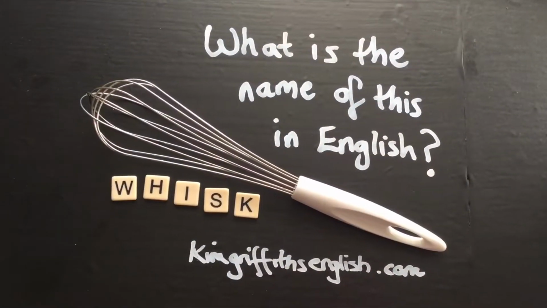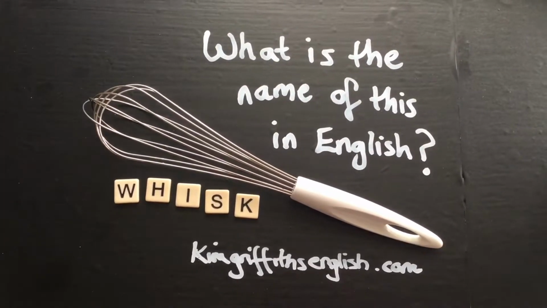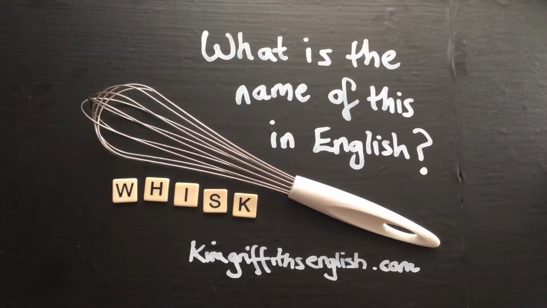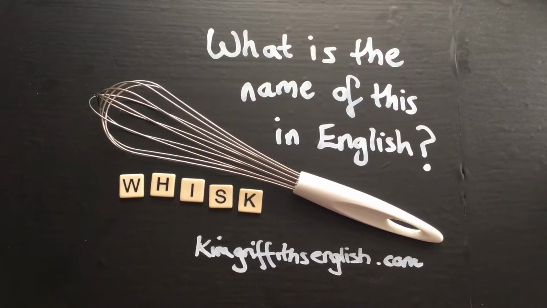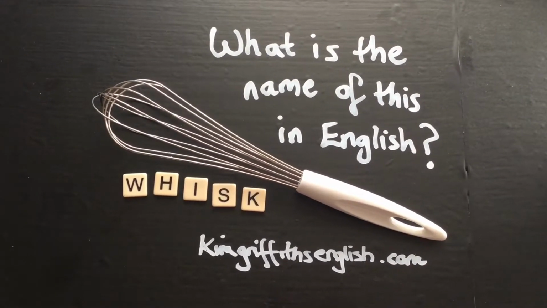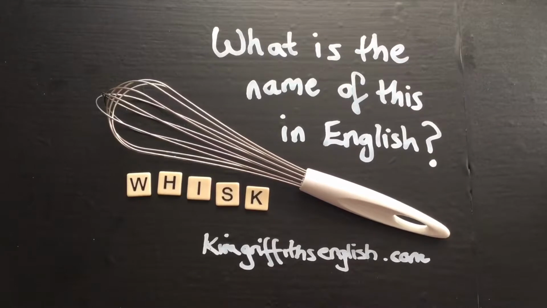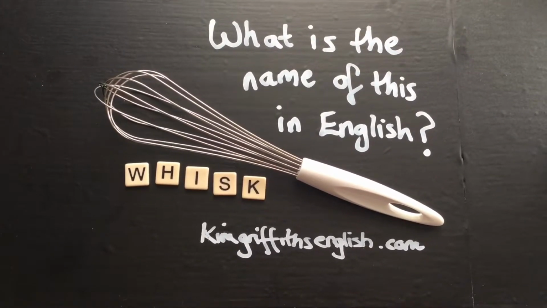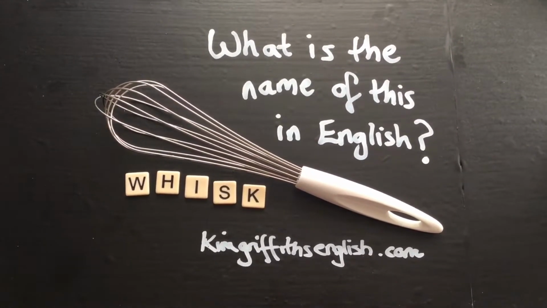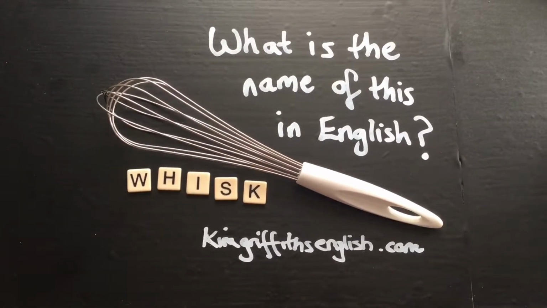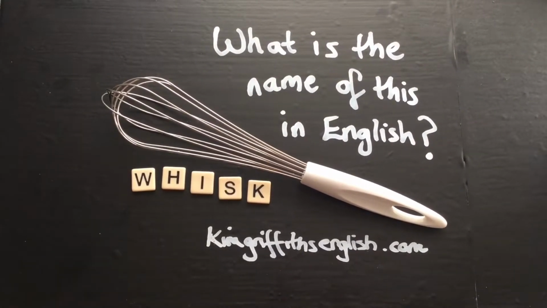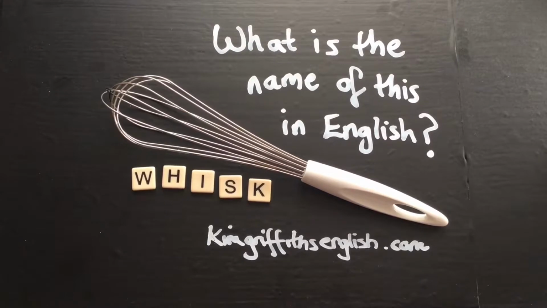The name of this in English is whisk. Whisk. And it is a kitchen instrument used to mix things. Whisk is also the verb, so we can say, I'm going to whisk the eggs.